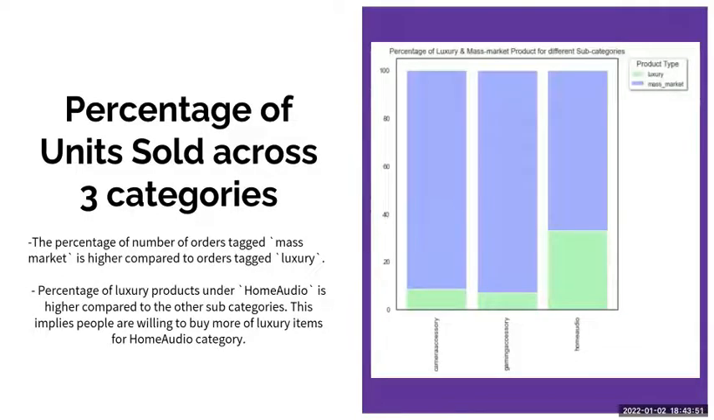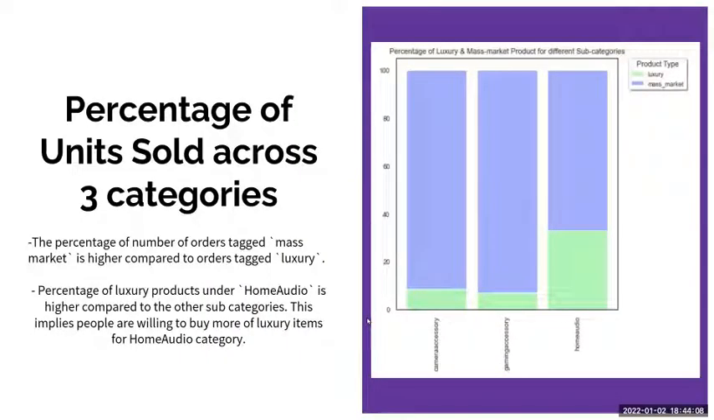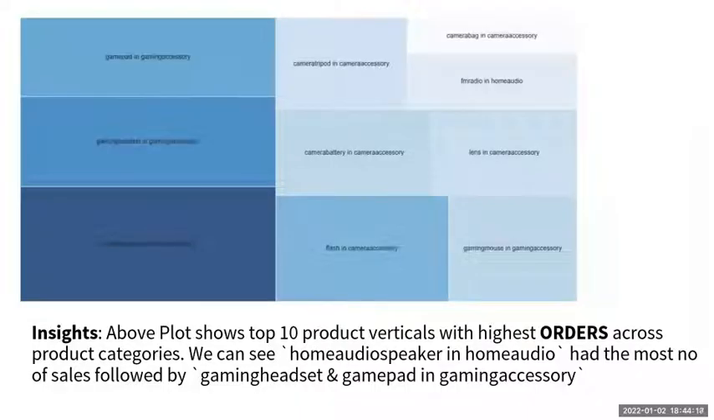Next is the same kind of graph, but we come into percentages. So you see the percentages for home audio. Again, you see luxury is sold more for home audio compared to camera accessories and gaming accessories. So basically, what we're trying to do is analyze our revenue and number of orders, that is sales, with respect to two categories, luxury and mass market.